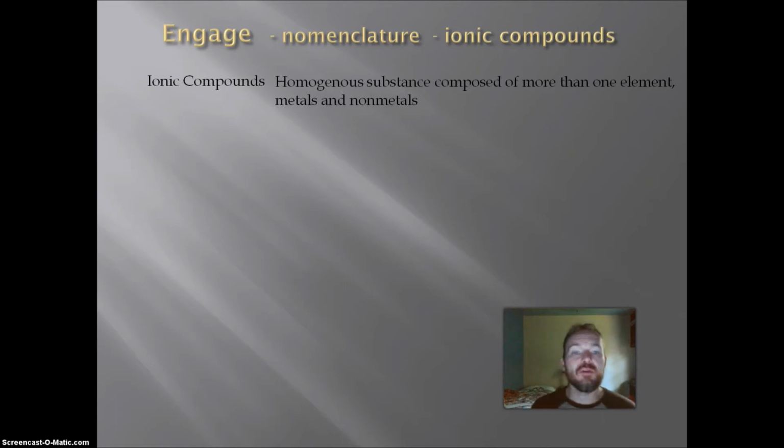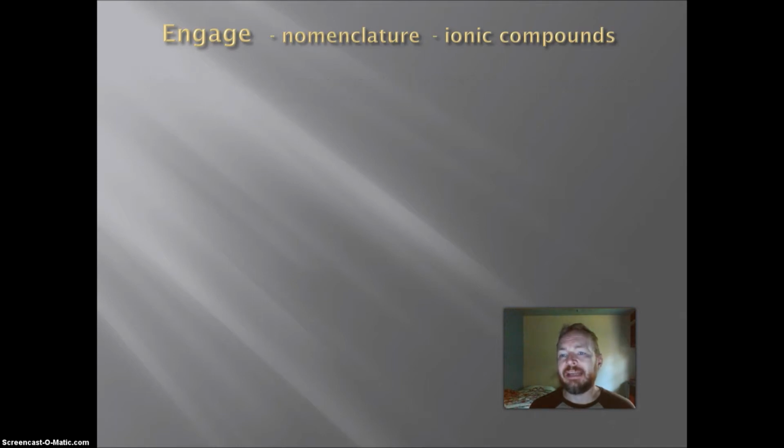In this module, we're going to continue looking at nomenclature of ionic compounds. So I want to remind you what ionic compounds are. They are homogeneous substances composed of more than one element, one being a metal and a nonmetal. Today, we're going to look at polyatomic ions, which are ions that are formed of multiple atoms.